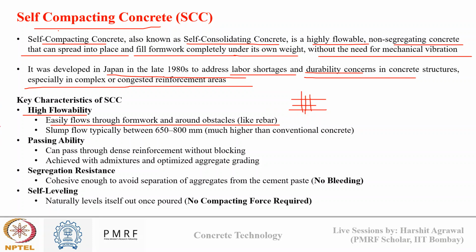So the slump value of such concrete is typically very high. It is in the range of 650 to 800 mm, which is much higher than the conventional concrete. For a conventional concrete, we generally have 150 to 200 mm slump.